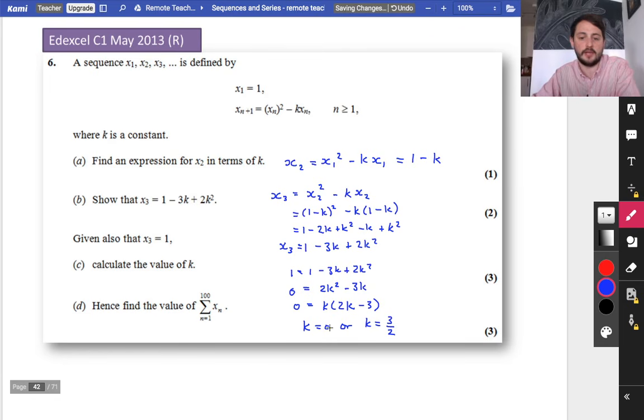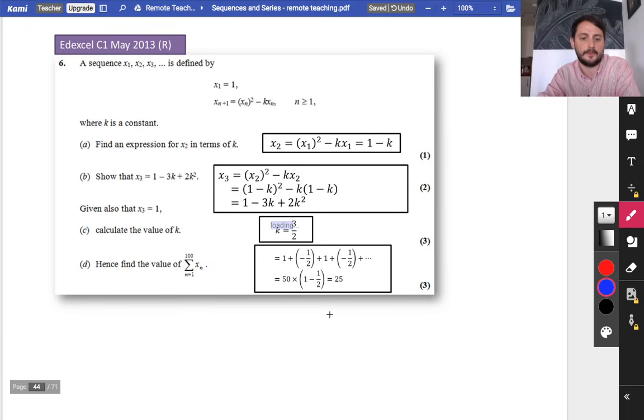And that's perfectly fine. k could be equal to 0 if x3 is equal to 1. It's just not going to be a very interesting kind of sequence that we get here, because each of them is just going to be 1, and then it's going to be 1 minus 0, so it'll just be 1, 1, 1. Each number in the sequence is just going to be 1. So I want to see what they've actually put in the mark scheme for that one.